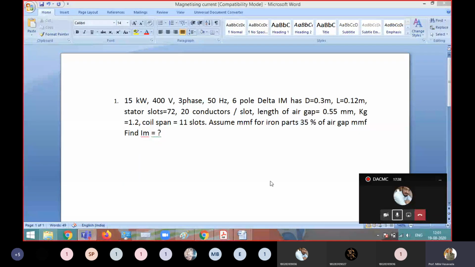So you write down this data in which you are supposed to calculate the magnetizing current.